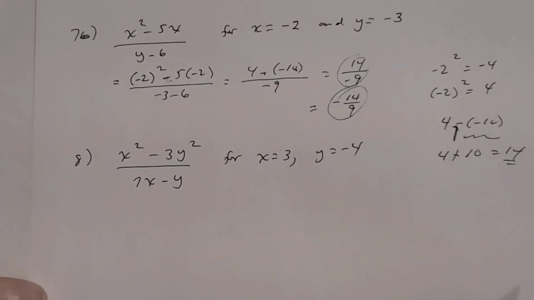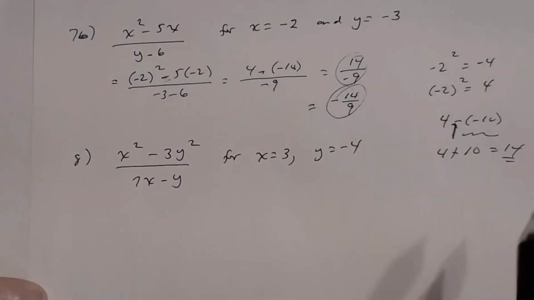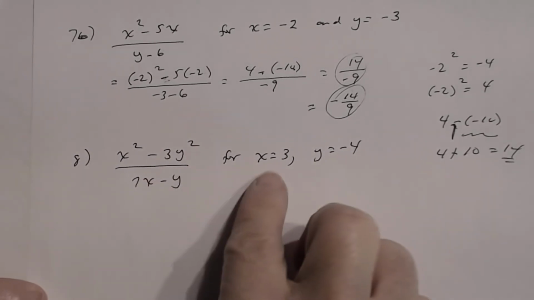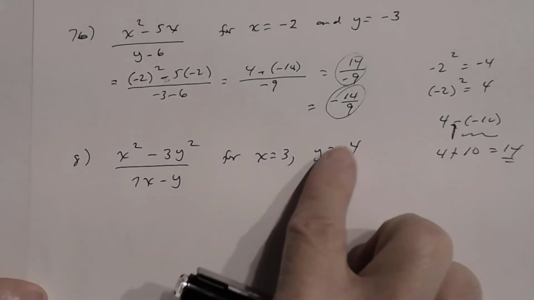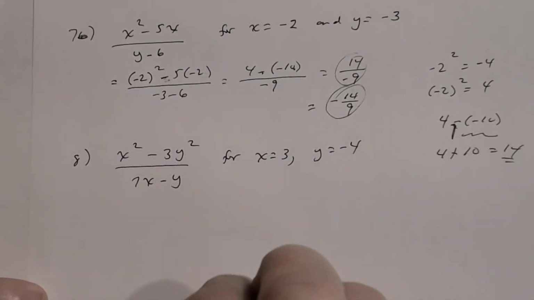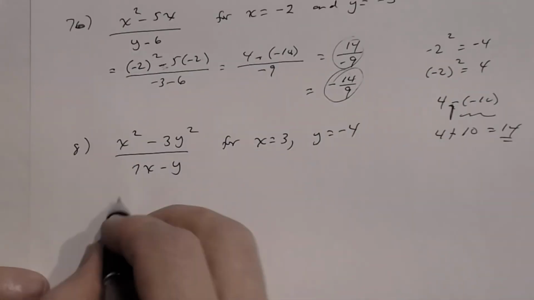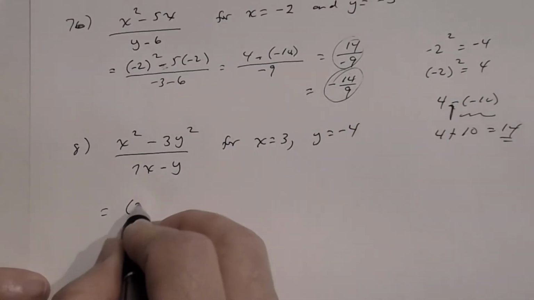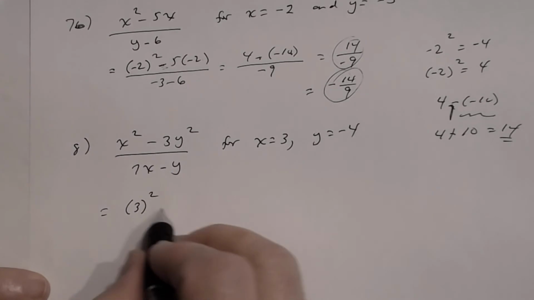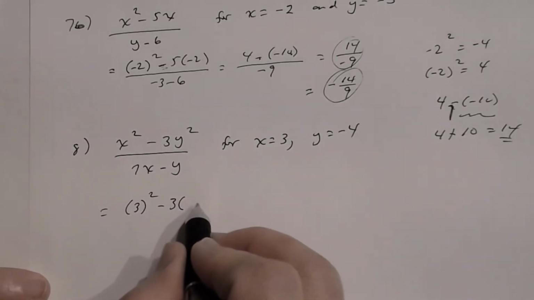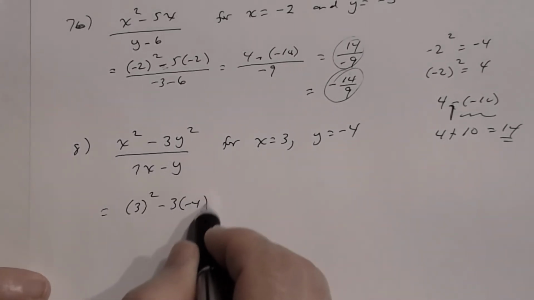And then finally, number 8. So where we see the variable x, you're going to substitute 3. And where we see the variable y, you're going to substitute negative 4. So I'm going to get x, which is 3. I'm just going to go ahead and put that in parentheses. Minus 3 times y in parentheses, which is negative 4 squared.